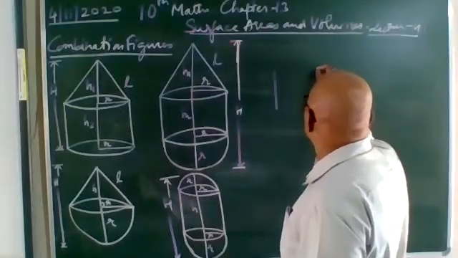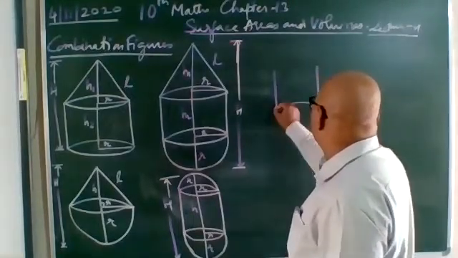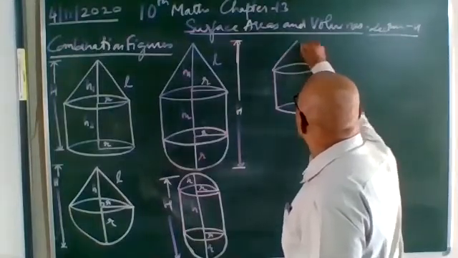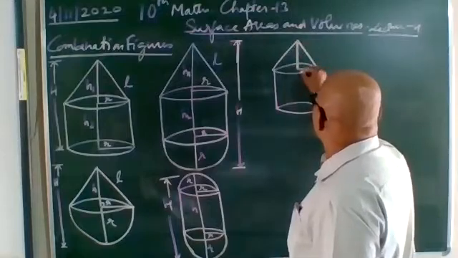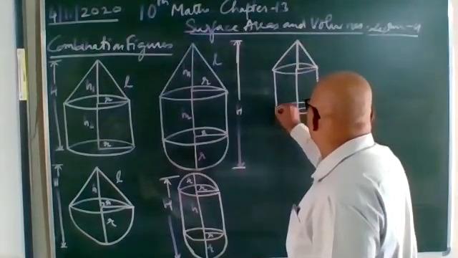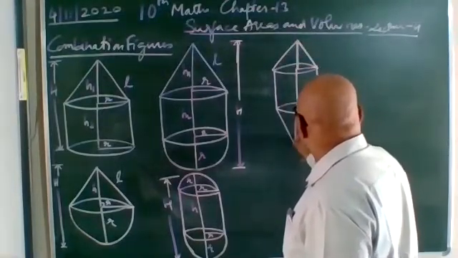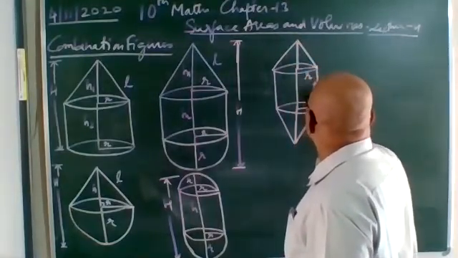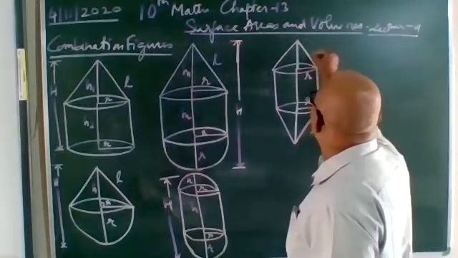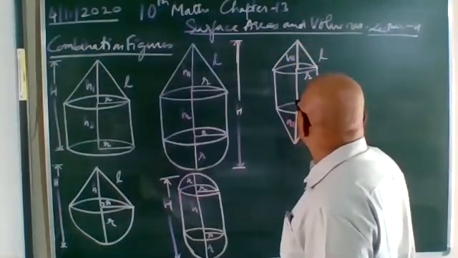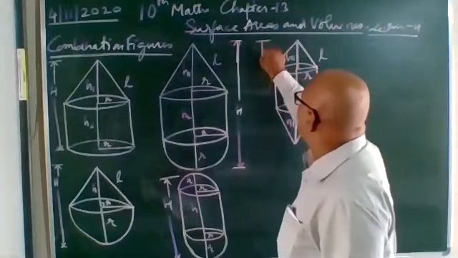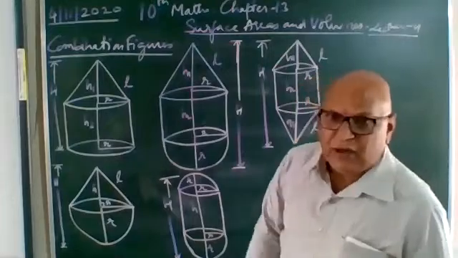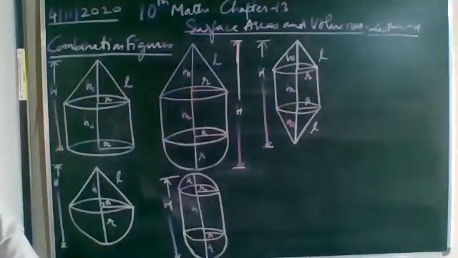The question will be like this: a cylindrical part, and both ends may be conical parts. This is the conical part. Now this is the radius, L, H1, H1, H2. So the total height may be capital H. Now you will find a variety of questions.